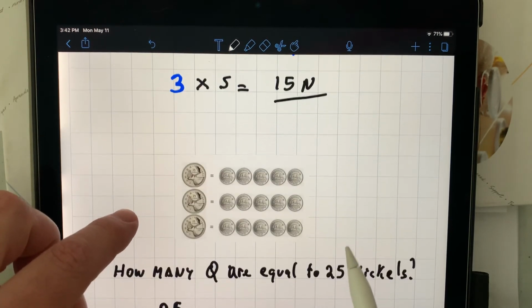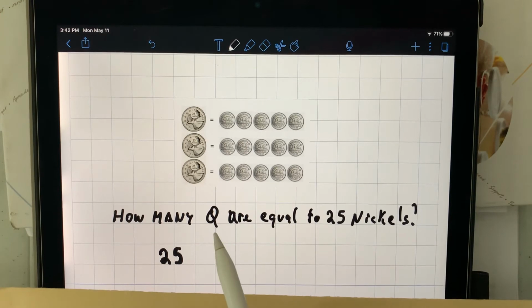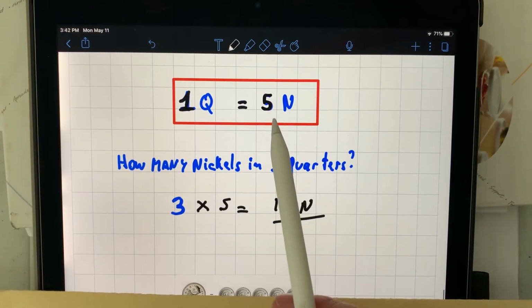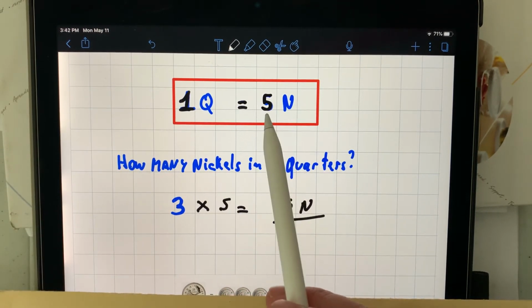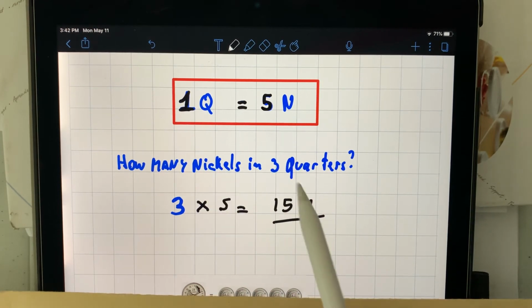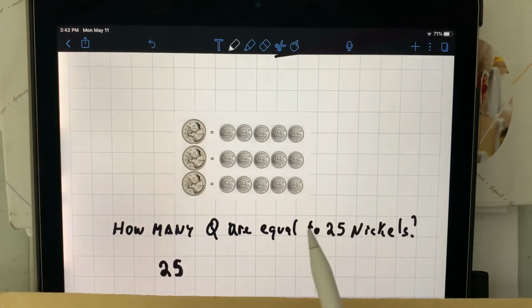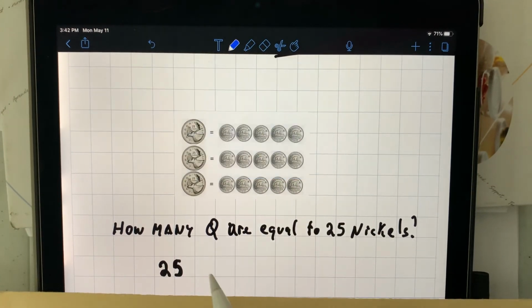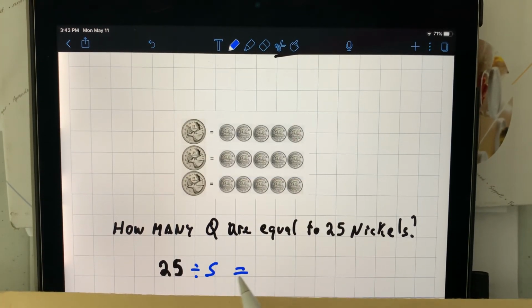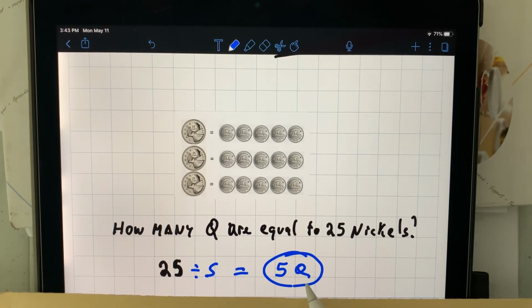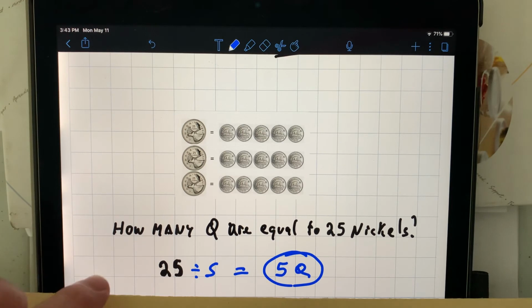But what if they ask me the other way around? They say, hey, how many quarters are equal to 25 nickels? How many quarters are there equal to 25 nickels? Well, there's less quarters than nickels. Actually, there's like 5 times less, which means that instead of multiplying by 5, we're going to do the opposite. We're going to divide by 5. And 25 divided by 5 is equal to 5, which means that 5/4 is exactly the same amount of money as 25 nickels, because we went from the big one to the small one.